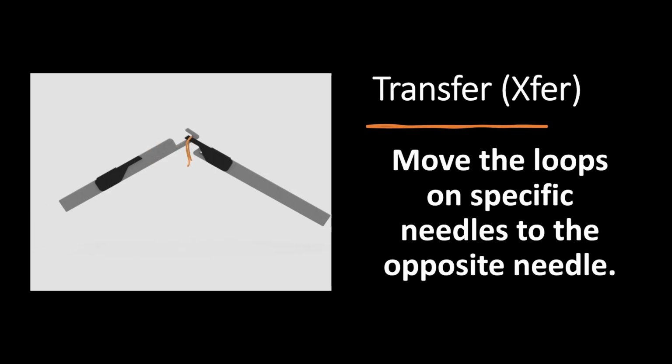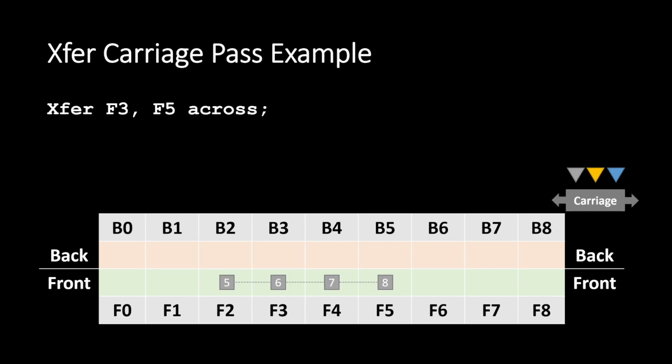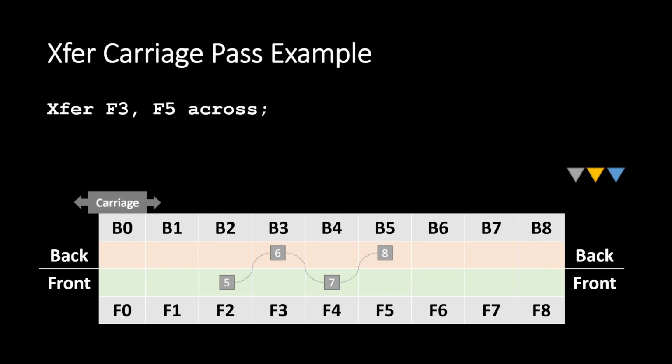But what if we want to move loops around and rearrange things a little bit without knitting or tucking? The way we do that is called a transfer, or often abbreviated to xfer. This moves the loops on a specific needle to the opposite bed. So if we wanted to move the loops on F3 and F5 onto the back bed, we would tell them to transfer across. There's 8 and 6 moving to the back bed.